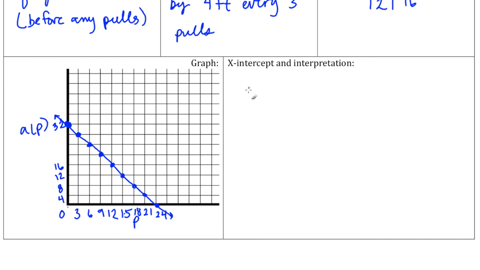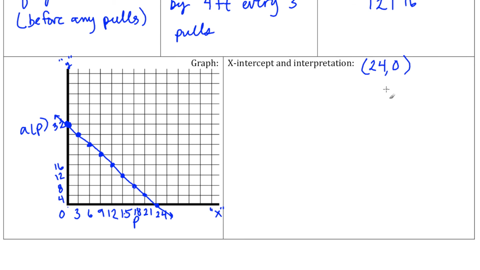So our x-intercept. We know that the y-intercept is right here because this is our y-axis. Well, this is our x-axis. So our x-intercept will be where it intercepts the x-axis. So instead of being 0, something, it'll be something, 0. Right here, we can see that is actually 24, 0.